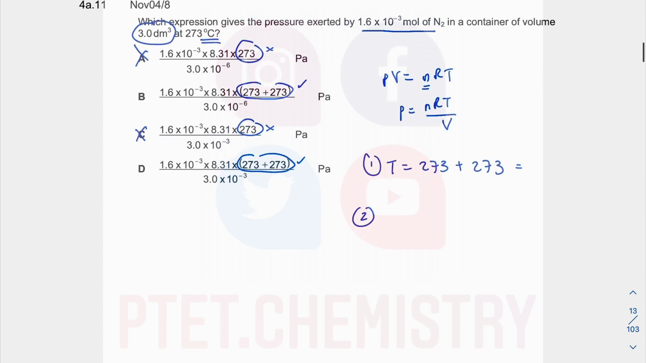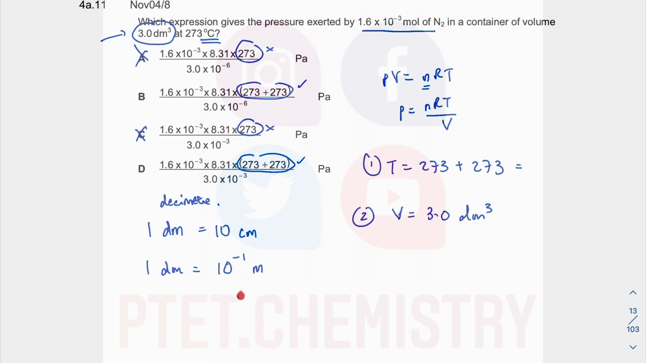Next up, you also have this volume. We talk about the volume having to be in meter cube. So how can I convert dm cube to meter cube? 1 decimeter is equal to 10 cm. So this is called decimeter. Okay, so 1 decimeter, if you convert cm to meter, you divide by 100. I'm going to get 10 to the power minus 1 meter. 10 over 100. 10 cm converted to meter, you divide by 100, you're going to get 1 over 10, which is 10 to the minus 1 meter.